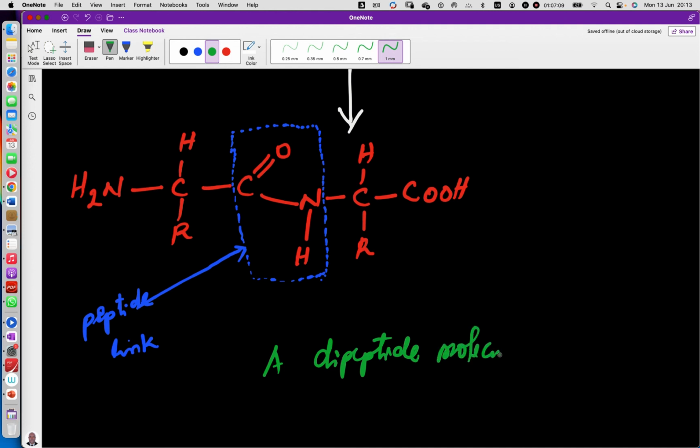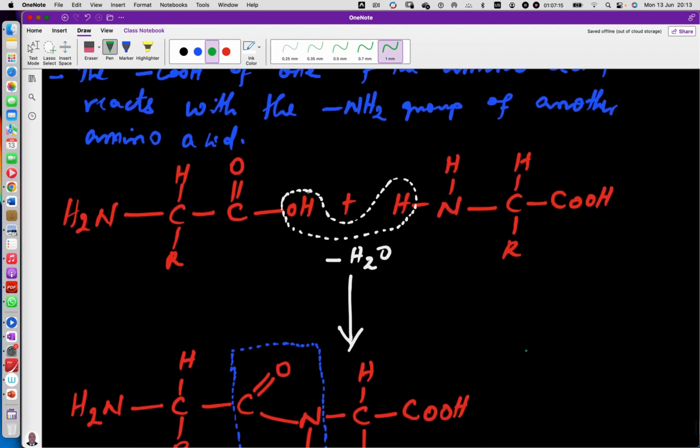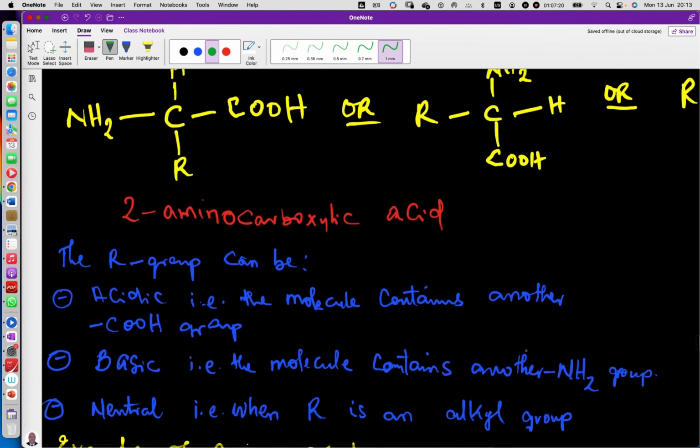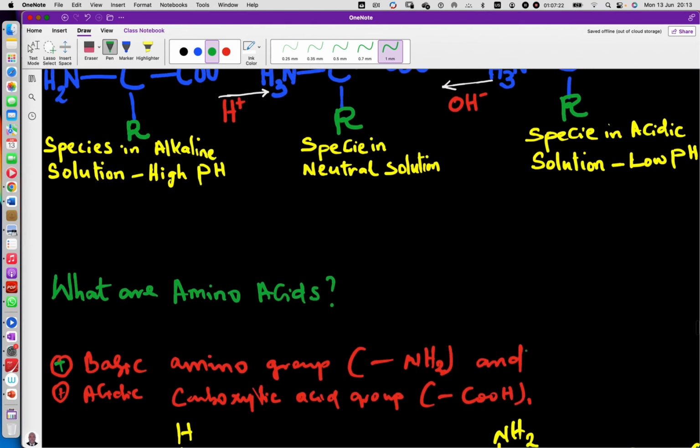A dipeptide molecule, and that is how you can get it. So a recap of what we have just done here. So that is how you can get it.